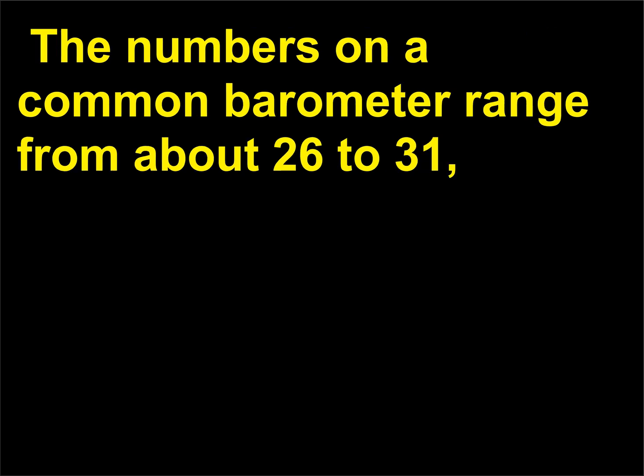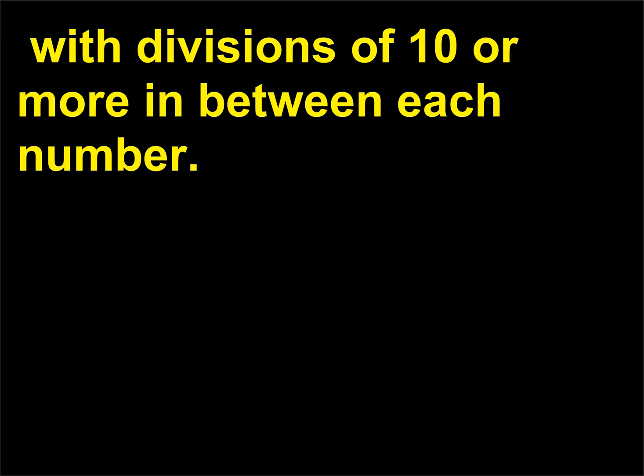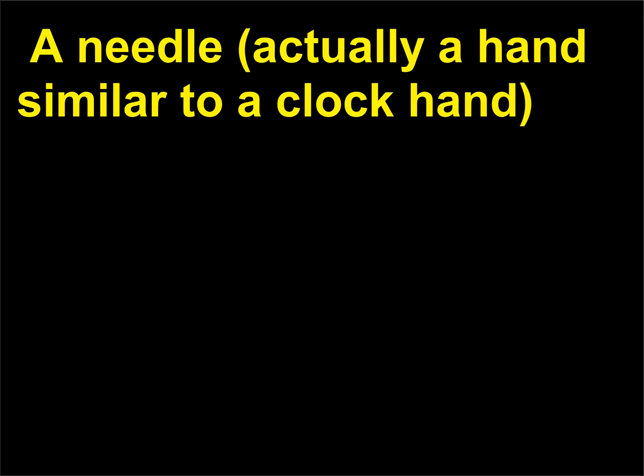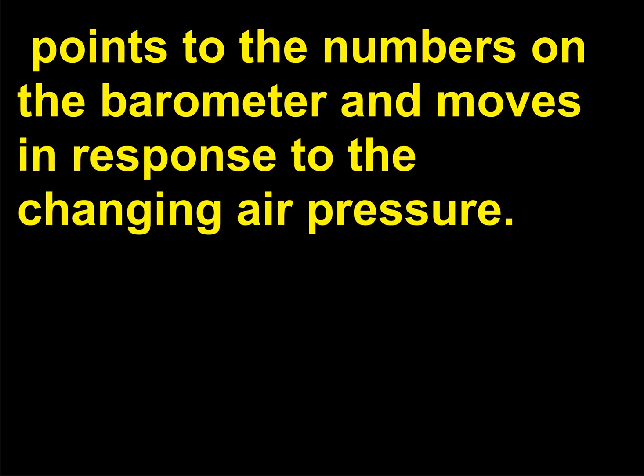The numbers on a common barometer range from about 26 to 31, with divisions of 10 or more in between each number. A needle, actually a hand similar to a clock hand, points to the numbers on the barometer and moves in response to the changing air pressure.